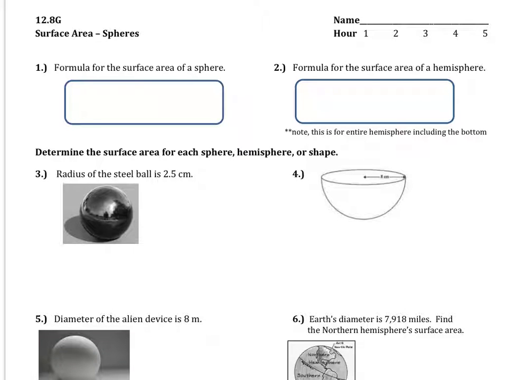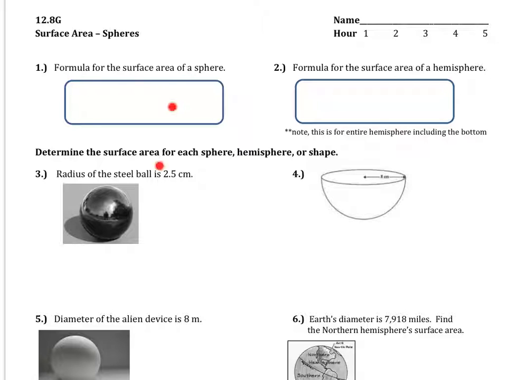Okay, this video is for 12.8G, surface area of spheres. Similar to the homework yesterday when we talked about surface areas of cones and cylinders, to find the surface area of a sphere, or as you'll see as well, a hemisphere, which is like half a sphere, there are specific formulas again, where we're going to be looking for radiuses and things like that, and then we'll plug them into the formula, and we'll be able to evaluate what the surface area of our sphere or hemisphere is.